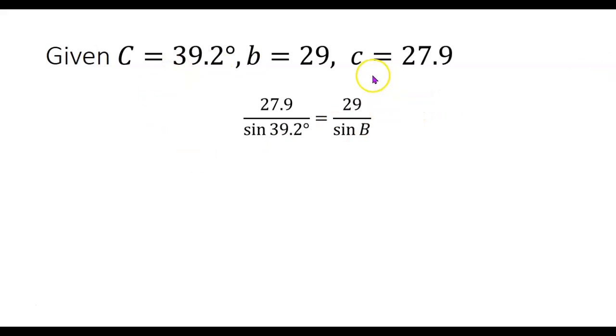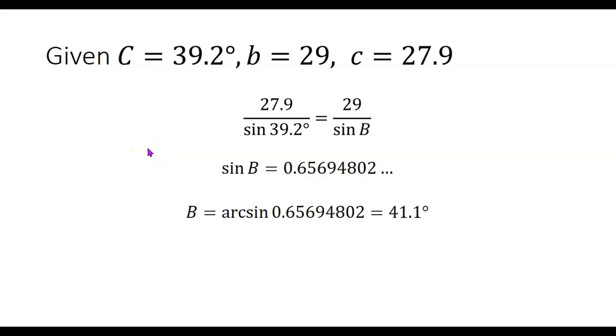So we can start by setting things up with the law of sines with what we have here. On one side we have little c, which is 27.9 over the sine of big C, 39.2 degrees. And on the other side we have little b, 29, over the sine of big B, which is unknown. We're trying to figure out what that is. Then by doing some solving there, we end up with the sine of B equal to 0.65694802 and so on. So B itself would be the arc sine of that number, which comes out to about 41.1 degrees.